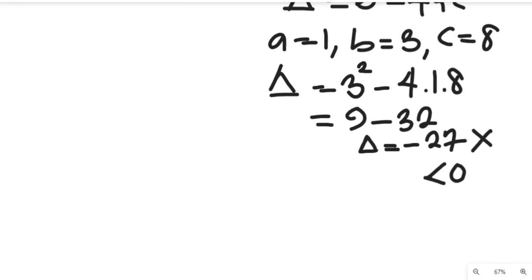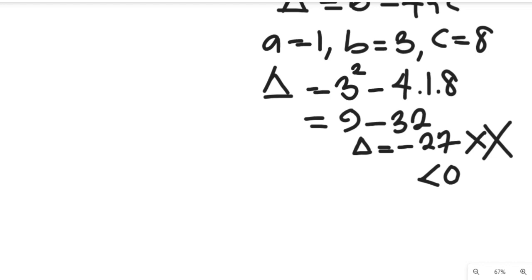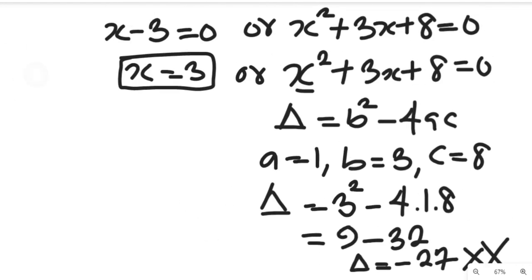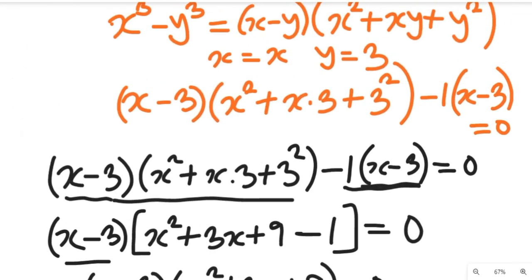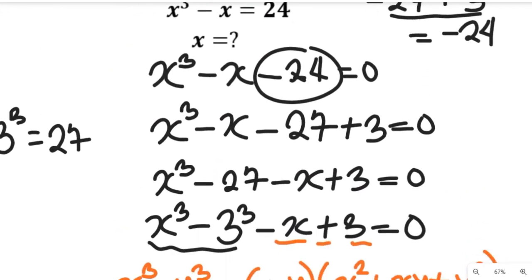So as a result of that, we're going to neglect this solution, and our only real solution is x equal to 3. So we'll have x to be equal to 3 as the only real solution to that exponential equation given to us above.